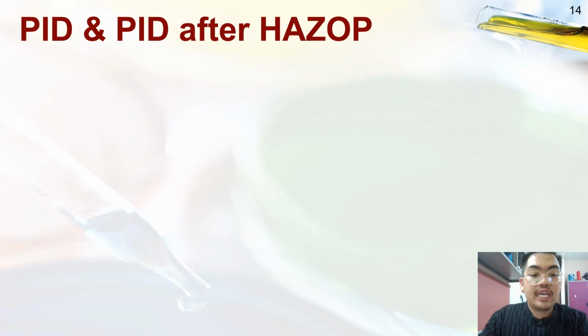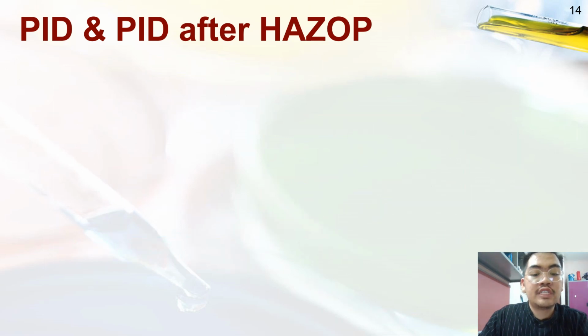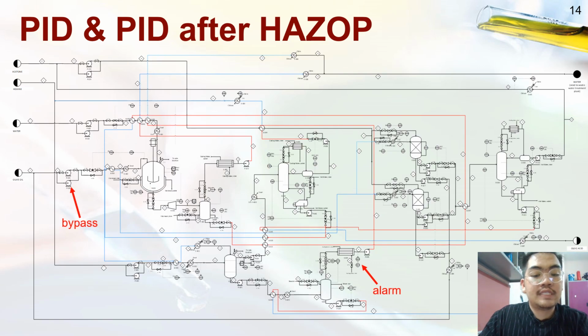Next, we move to the P&ID. So this is our P&ID before considering HAZOP. We can see here some control systems are applied such as temperature controller, pressure controller, and flow rate controller. After considering HAZOP, we apply the alarm system and bypass to improve the safety aspect and reduce the operational risk.